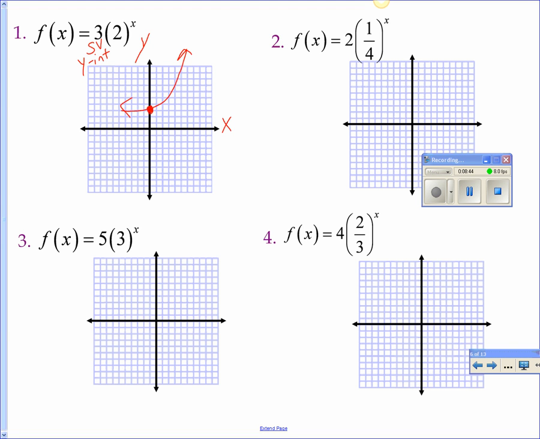All right, on the next one, Haley, what is the 2? What do I label it? Good. 2 is my y-intercept. So, Andrea, where do I put the 2? On the y. So I put a point at 2 on the y.